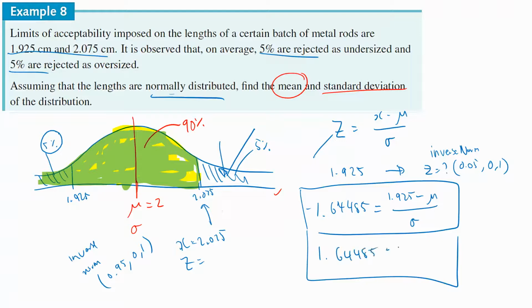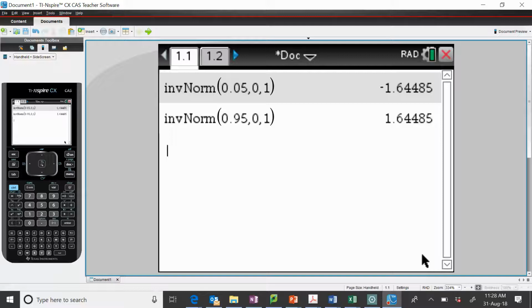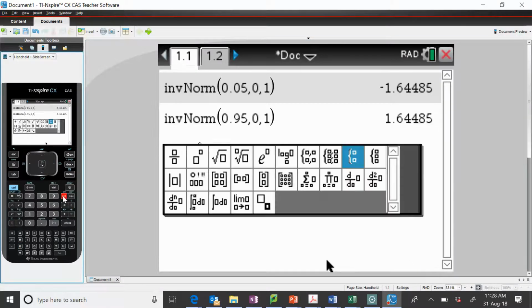1.64485 is equal to 2.075, sorry, minus mu divided by standard deviation. Solve on your CAS. Type in solve those two equations to find mu and standard deviation, and you would have been able to solve it. So if I just type in my CAS now, I do solve, and I'm going to type in two equations.